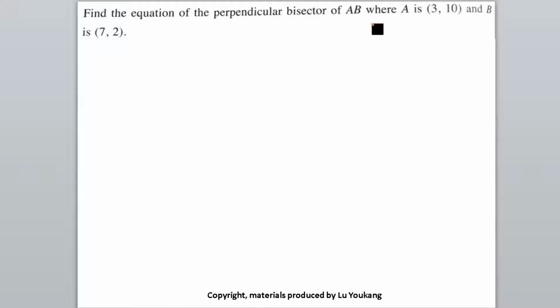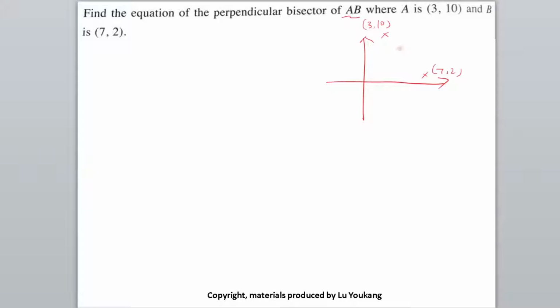And over here we have a question. We are asked to find the equation of the perpendicular bisector of AB, where A is given (3, 10) and B is given (7, 2). So with these two coordinates of A and B, let's sketch them out so that you have a rough idea of how it looks like.